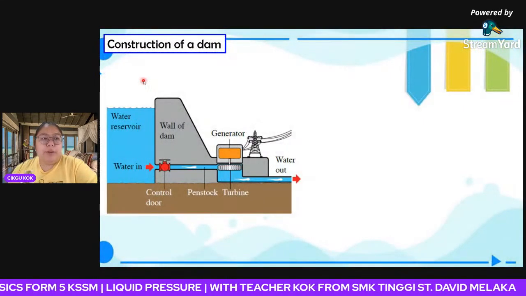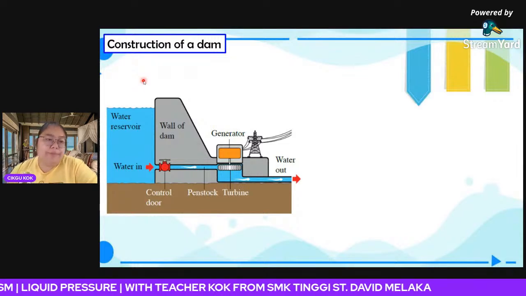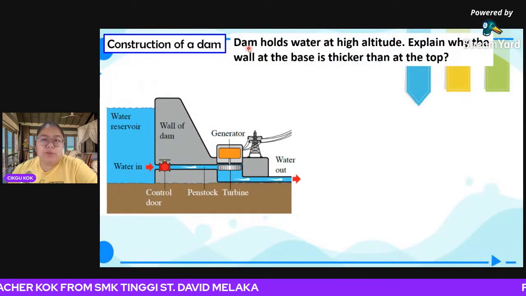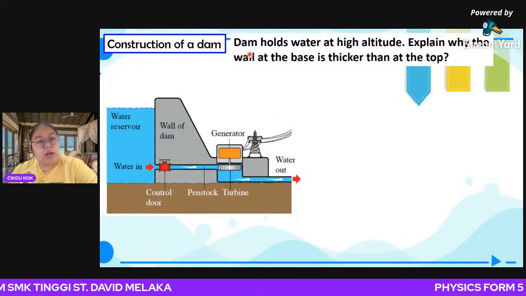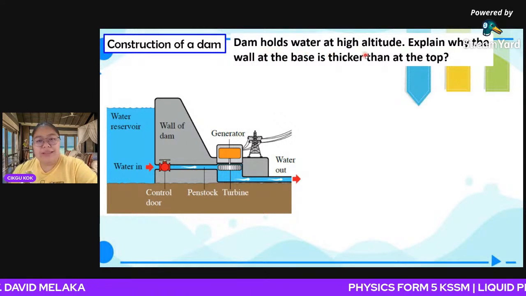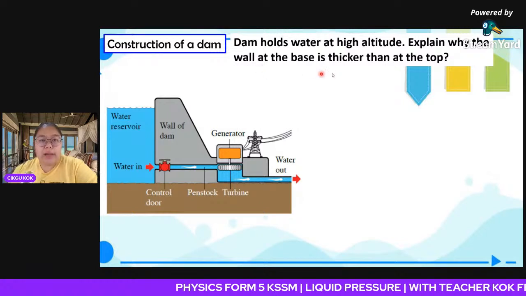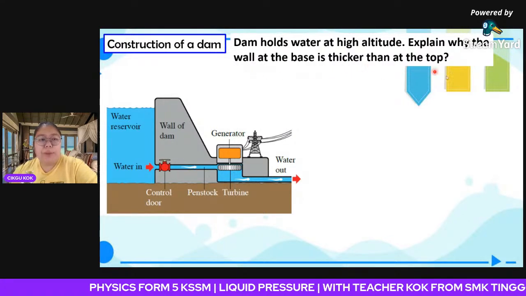Okay, number three, about the construction of the dam. You can see the diagram. First, one of the questions they will ask: a dam holds water at a high altitude. Explain why the wall at the base is thicker compared to the top.